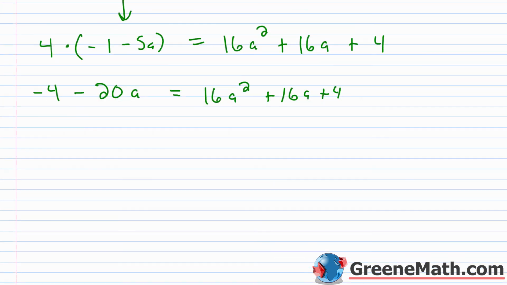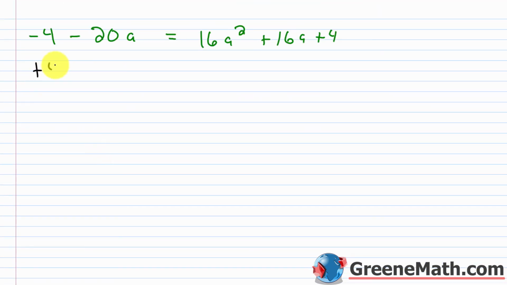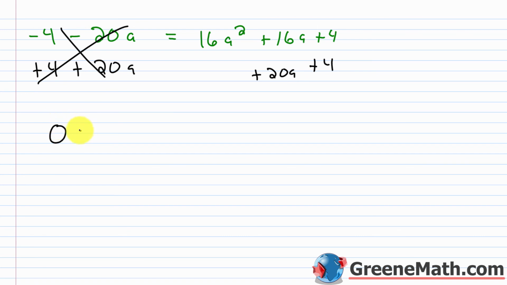Let me scroll down. And so let me add 4 to both sides of the equation here. And let me add 20a to both sides of the equation. So this would be 0. So I'd have 0 is equal to 16a squared. 16a plus 20a is 36a. So plus 36a, and then plus 8.